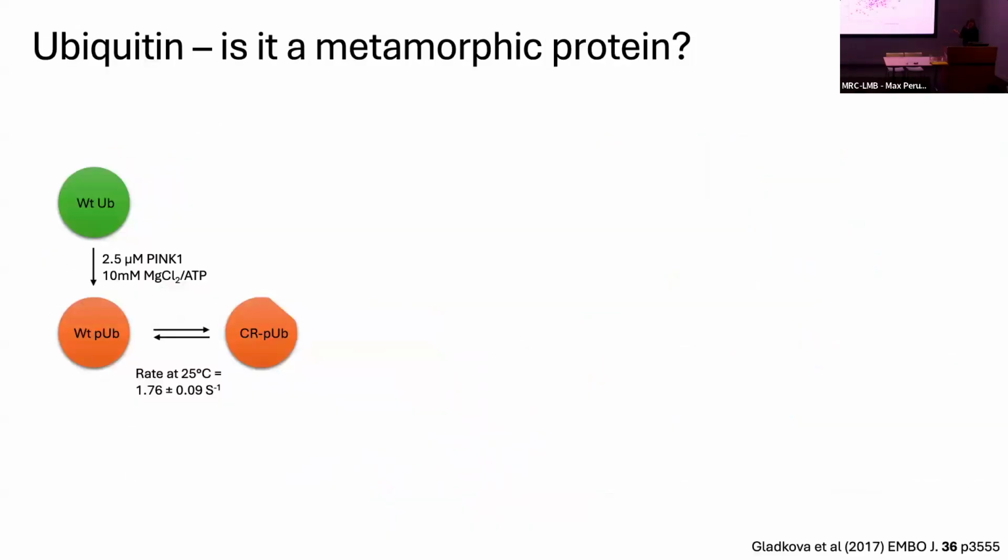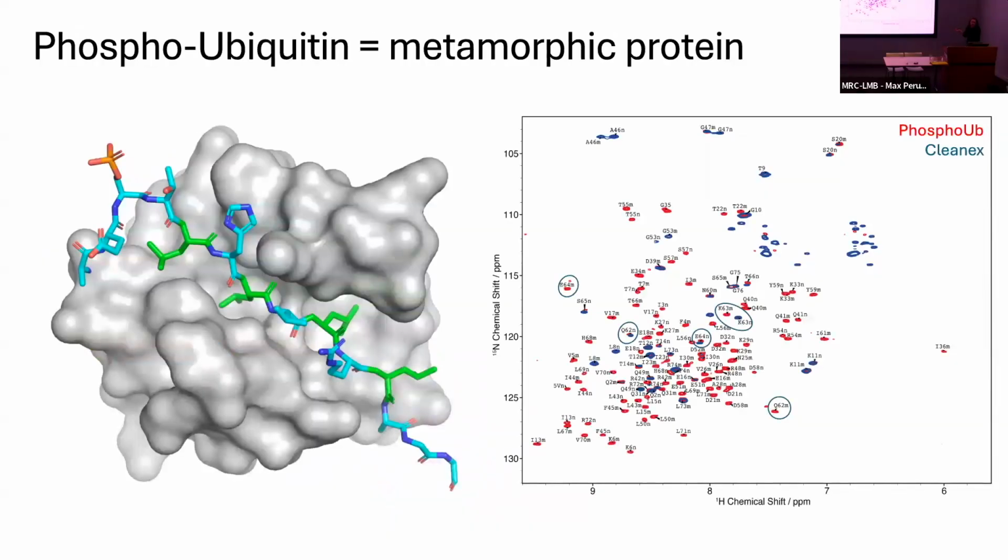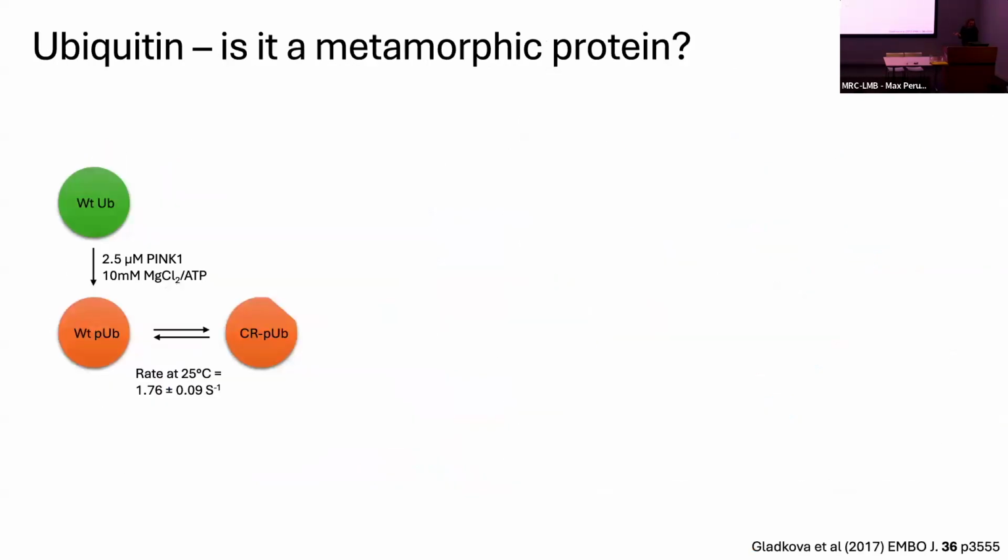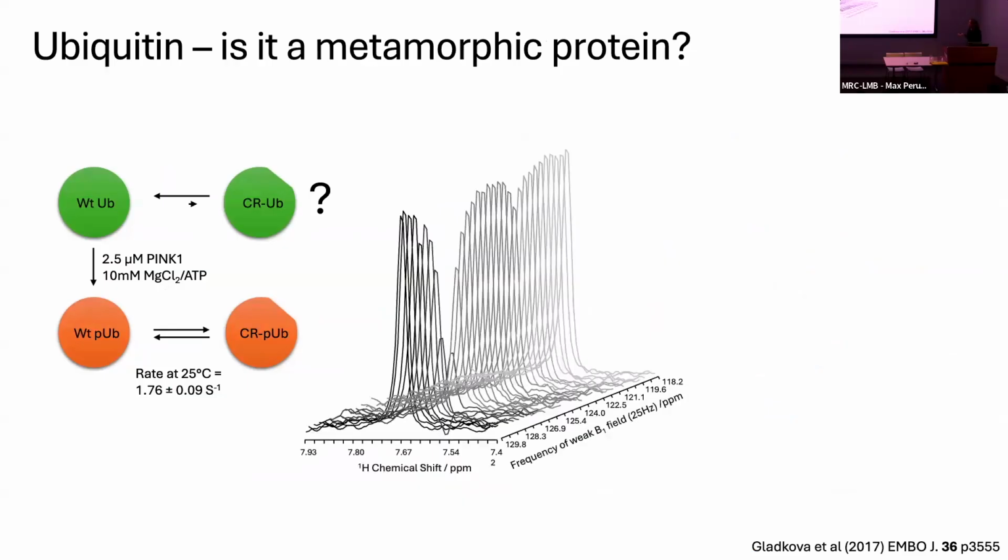So, phosphoubiquitin is a metamorphic protein, and you wouldn't have been able to see that in any other way except with our NMR experiments. But we wanted to know: if phosphorylated ubiquitin is a metamorphic system, is ubiquitin a metamorphic system? We can have a look to see if we can see that too.